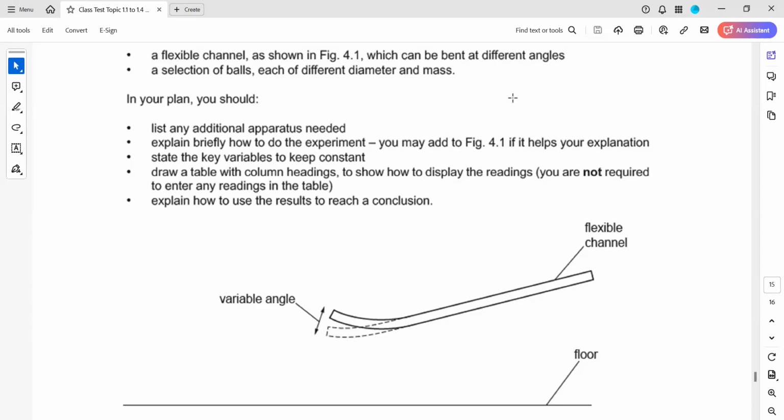Then the table, because here we are investigating the angle. So angle is theta and the unit is degree, and the range, the distance, and the unit is centimeter. So don't forget to write these columns with the units as well. So if we change this angle, how far it travels, that we are measuring.